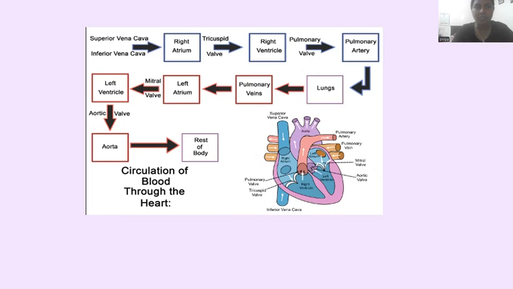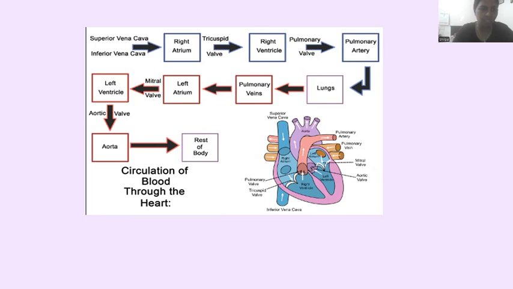So in simple terms, the superior vena cava and inferior vena cava reach the right atrium, then via the tricuspid valve it reaches the right ventricle, then moves on with the pulmonary valve to the pulmonary artery, from the pulmonary artery to the lung, then the pulmonary vein, left atrium, mitral valve, left ventricle, aortic valve, aorta, and from the aorta to the rest of the body. So blood circulation to the heart is very, very important.